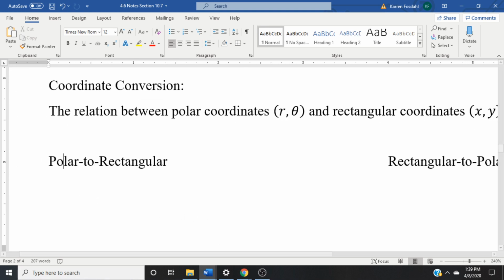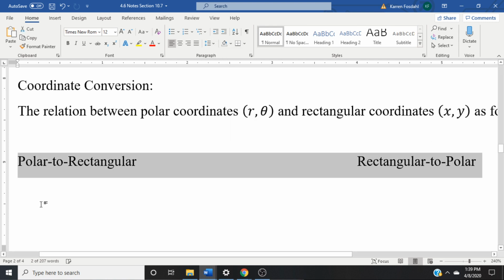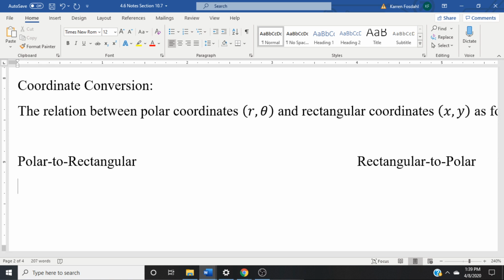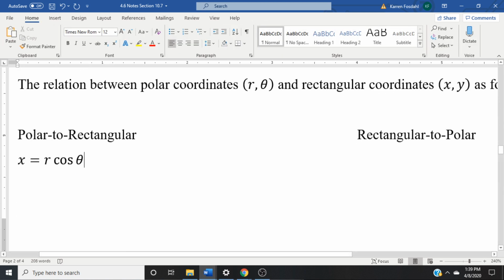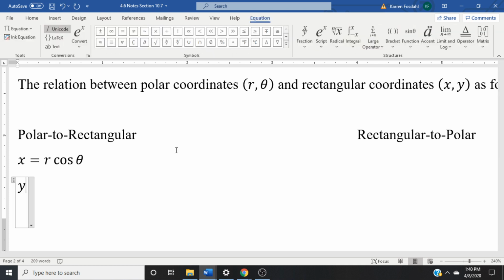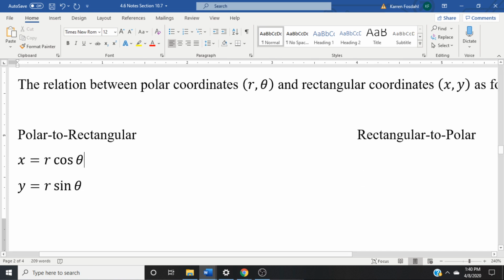So polar to rectangular. Okay, let's turn this to 1, so we actually can write this. First one we need to see, polar to rectangular is x equals r cosine theta. Okay? And then obviously it would make sense to have y equal r sine theta. If x equals r cosine theta, it's basically just reworking it to get x by itself. Okay, now rectangular to polar is going to be interesting.